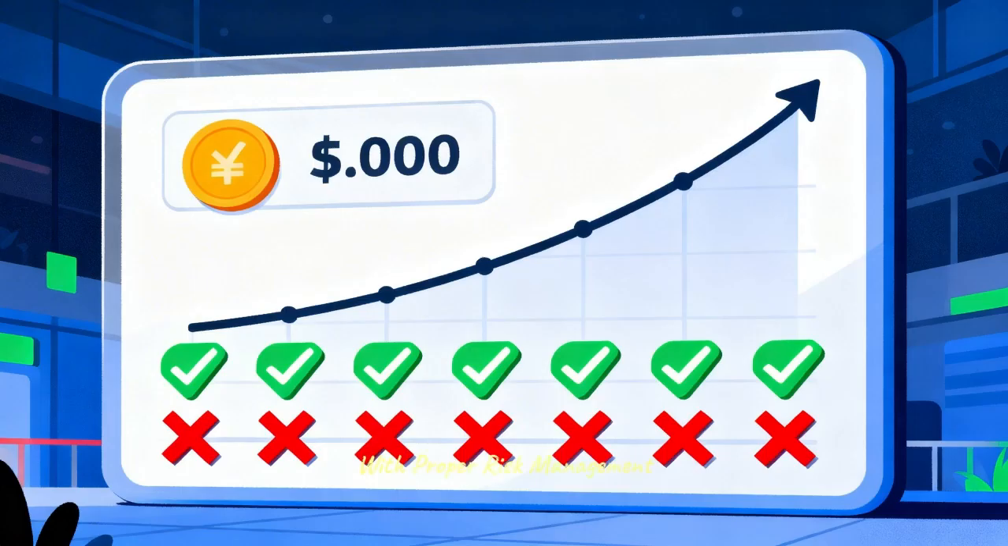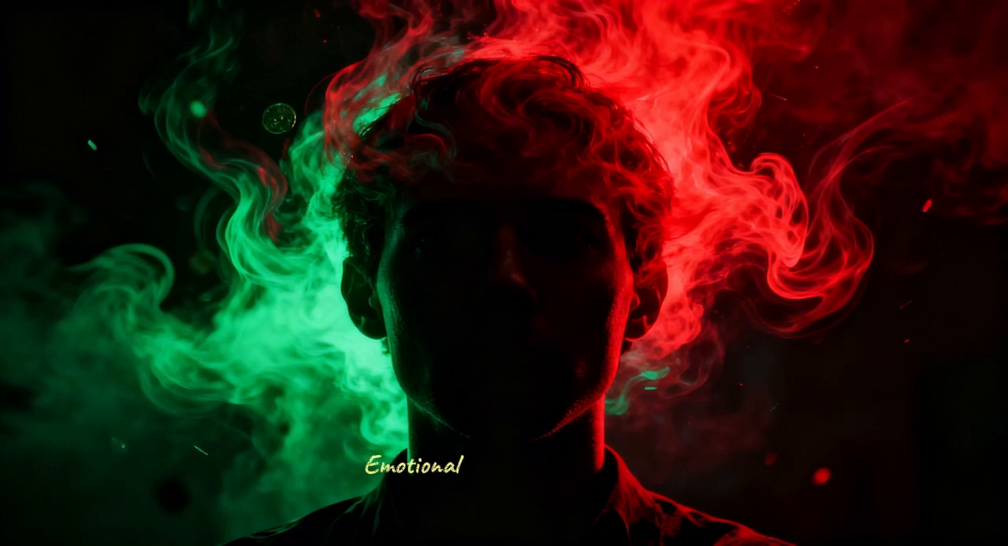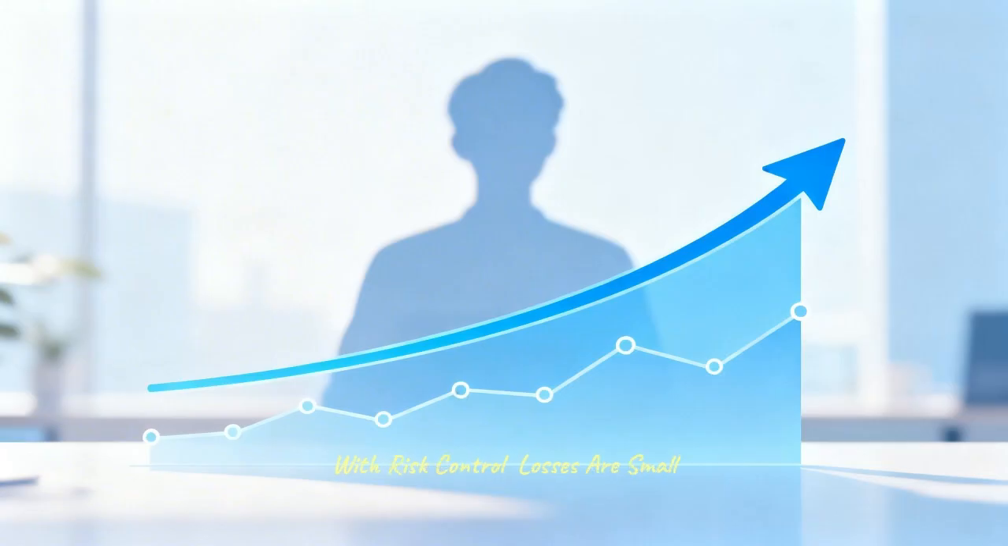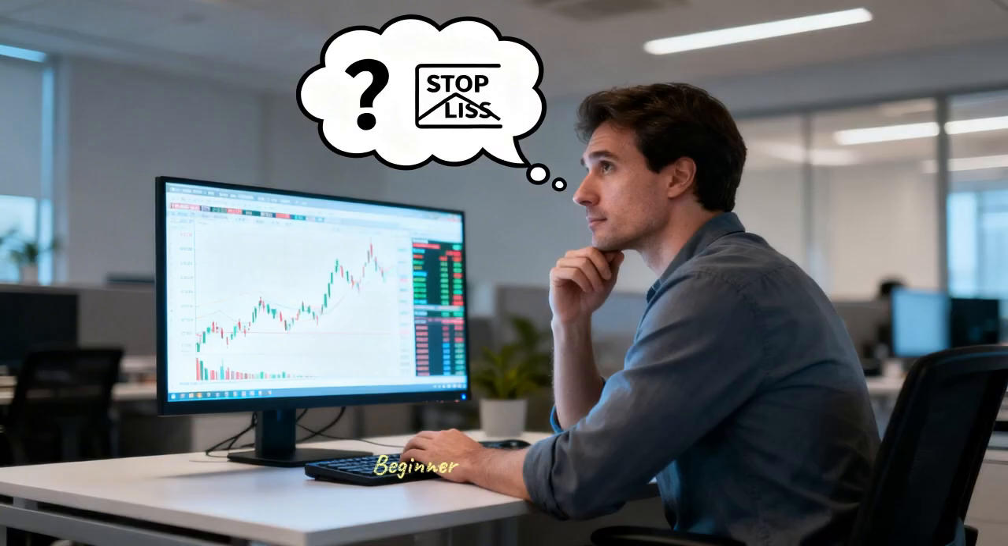With proper risk management, you do not need to win every trade to grow your account. Why risk management matters. Without risk control, one bad trade can destroy weeks of progress. Emotional decisions increase, fear and greed take over. With risk control, losses are small. Confidence improves, consistency becomes possible. Trading is not about winning every time, it's about protecting capital while letting winners grow. Beginner rule to remember: before entering any trade, ask, where is my stop loss?